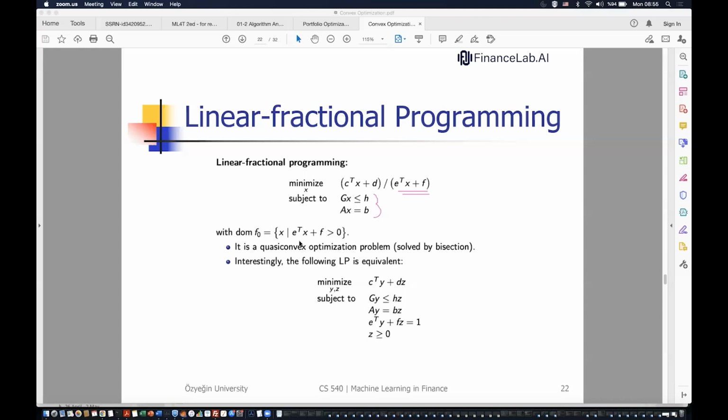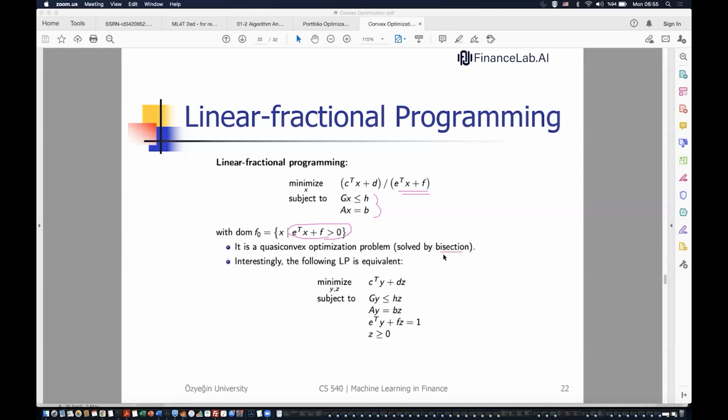And in this case, the problem is defined such that e transpose x plus f should be greater than 0. So the problem is undefined when it's 0. And in order to minimize, we assume that this is positive. The assumption is that this division, or denominator, will not change sign. And again, this is a quasi-convex problem.